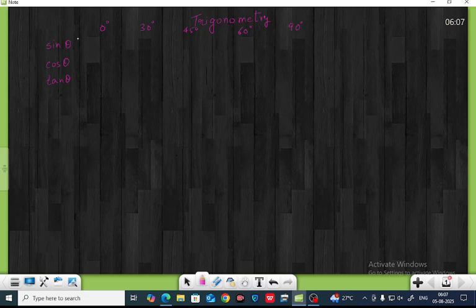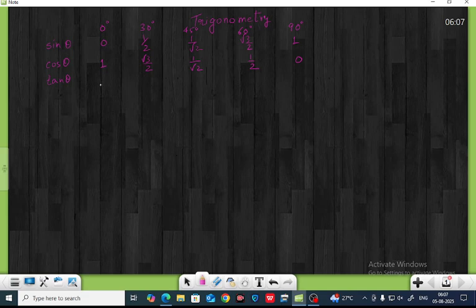We know that the value of sin 0 is 0, sin 30 is half, sin 45 is 1 by root 2, sin 60 is root 3 by 2 and sin 90 is 1. The value of cos 0 is 1, cos 30 is root 3 by 2, cos 45 is 1 by root 2, cos 60 is half and cos 90 is 0.